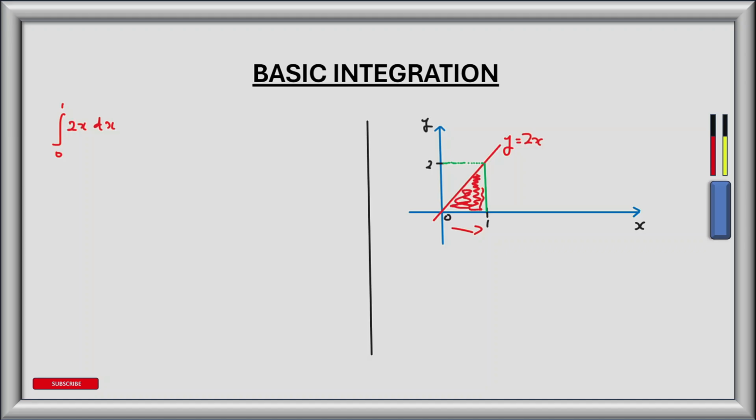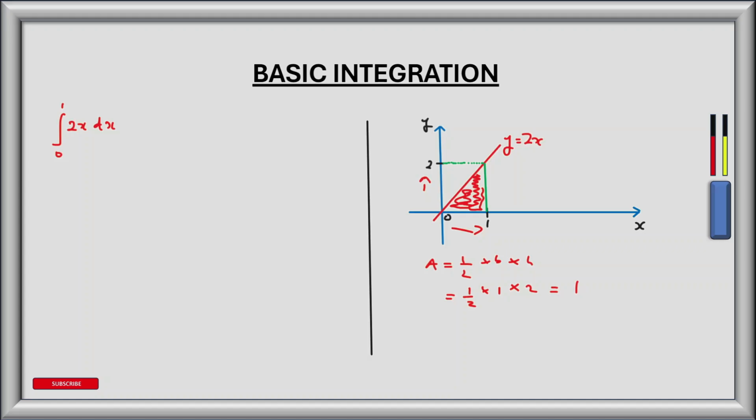So as this area is a triangle, we can calculate it using the following. Area is equal to half times the base times the height. This is equal to half. Now the base from 0 to 1 is just 1 and the height is 2. There's the height, multiplied by 2. So the area in this case is 1. Now let's integrate it and see if we come up with the same answer.